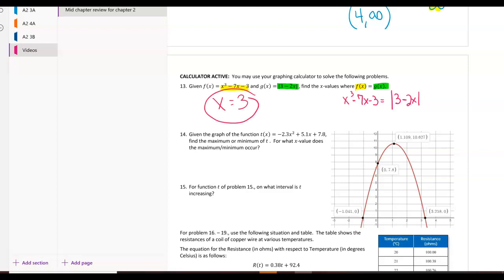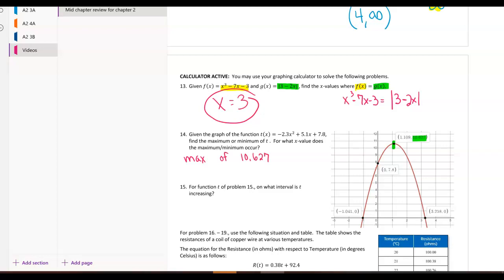All right, so we have this function on the right. The picture on the right will go for questions 14 and 15. So given the graph of the function, find the maximum or minimum of t, and for what value does the max or min occur? Well, because this is a flipped parabola, we are actually having a max right here, and this value is my max. So I'm going to say I have a max of, and I'm just going to write the whole decimal down.